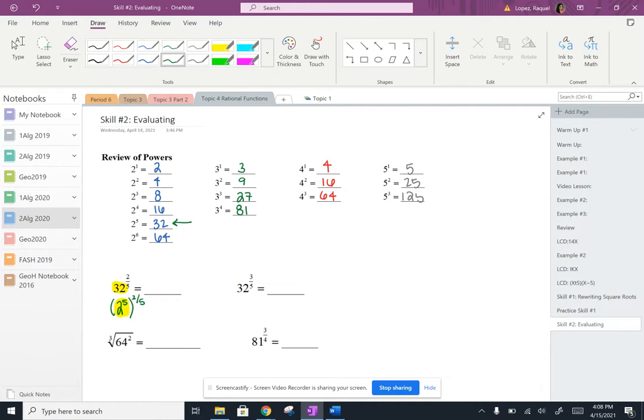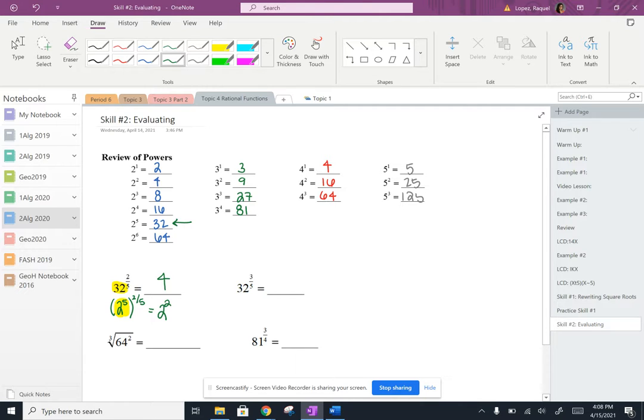And then since we've got power to a power, we can apply those exponent rules and multiply straight across. So we're multiplying the exponents of 5 and 2/5. When I do that, I'm left with 2 squared. We know what 2 squared is. 2 squared is 4. So 32 to the 2/5 power is equivalent to 4.